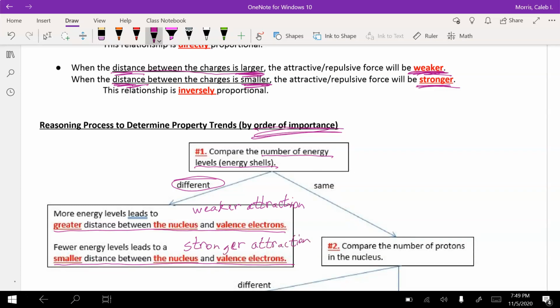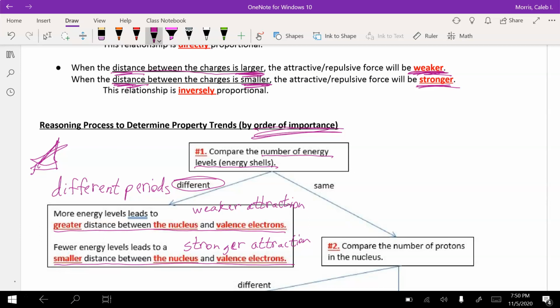And I want to really, really stress this set of notes. This part that we're doing right here, it's very important. It's the foundation for everything else that we're doing in these notes. So make sure that you don't skip over this. Okay, so what if we don't have a different number of energy levels? Oh, and by the way, if it's a different number of energy levels, that means they're in different periods on the periodic table.